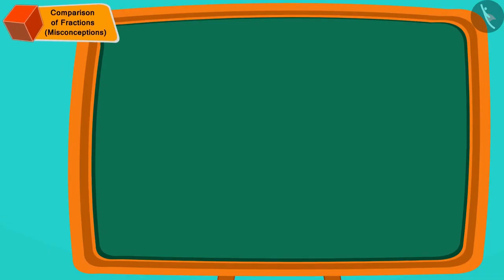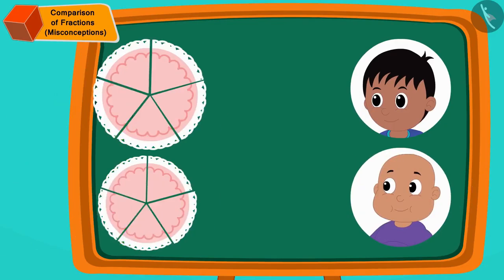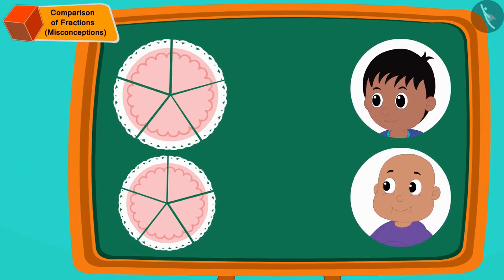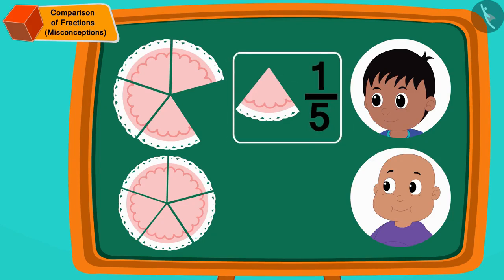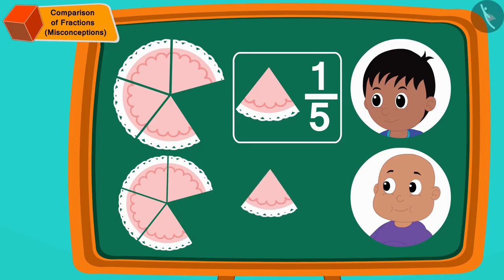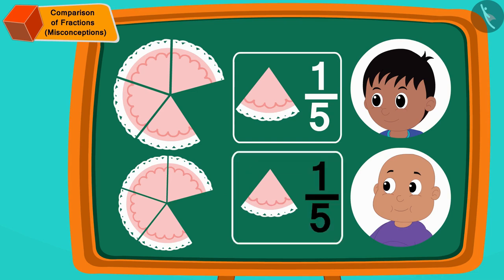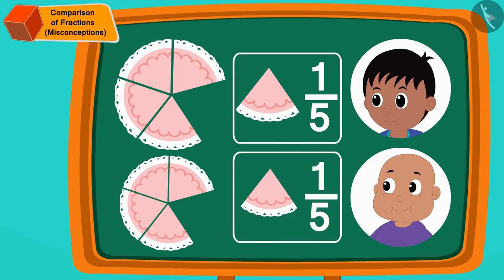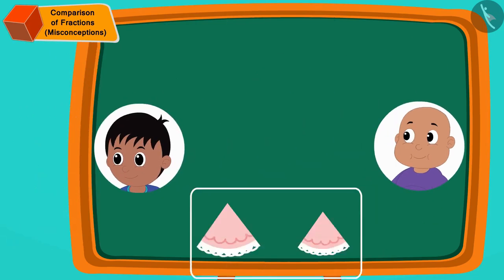Let us first look at the cake that Raju and Bablu got in the form of fractions. Raju got 1 piece out of 5 equal pieces of Appu's cake. Hence, Raju got 1/5 part of Appu's cake. Bablu got 1 piece out of 5 equal pieces of Chanda's cake. So, Bablu got 1/5 part of Chanda's cake. The fractions of the cake that Raju and Bablu got are the same.